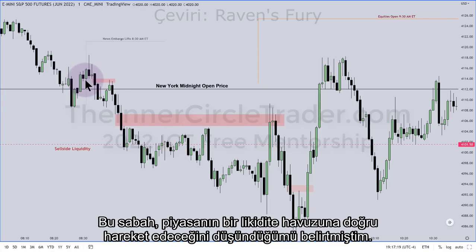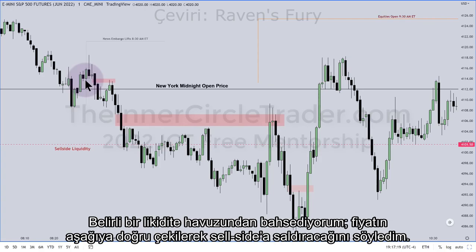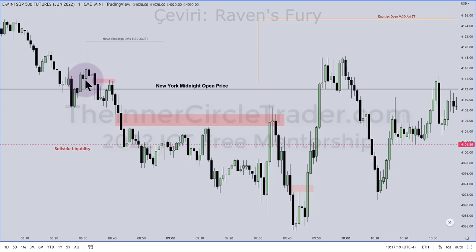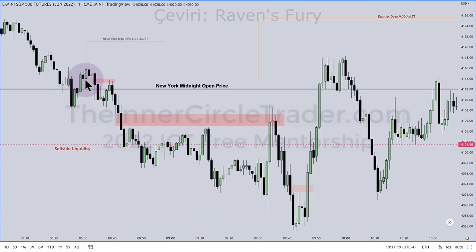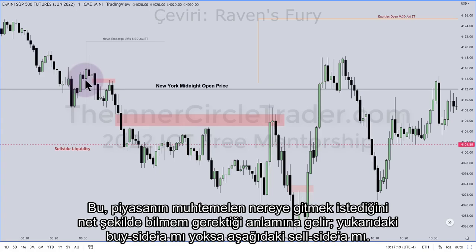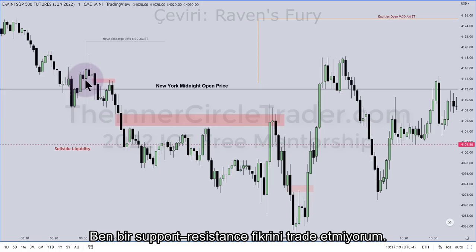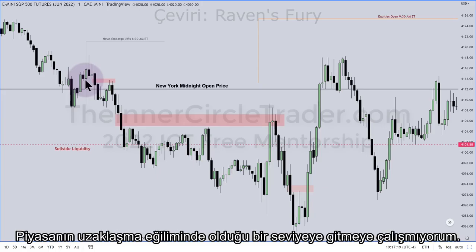This morning, I outlined how I felt that we would likely see the market move to a specific liquidity pool, and it would draw down and attack the sell side. I teach my son to look for setups that are going to target a specific pool of liquidity. It means I have to have a clear idea where the market's likely to go, up for buy side or down for sell side. I'm not trading a support and resistance idea. I'm not looking to go to a level to watch it repel away. That's not what I'm doing.